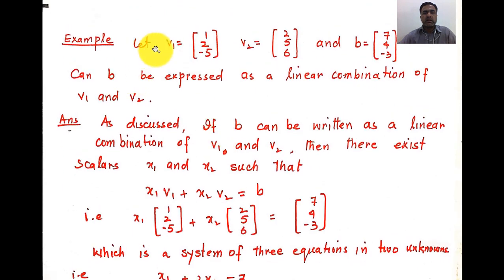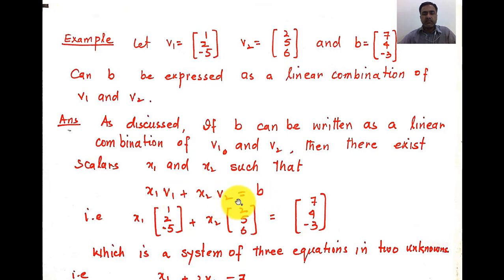So for example, I have two vectors in R3: v1 is (1, 2, -5), v2 is (2, 5, 6), and the B vector is (7, 4, -3). The question is, can B be expressed as a linear combination of v1 and v2? As discussed above, this is equivalent to asking whether there exist scalars x1 and x2 such that x1 v1 plus x2 v2 equals B.